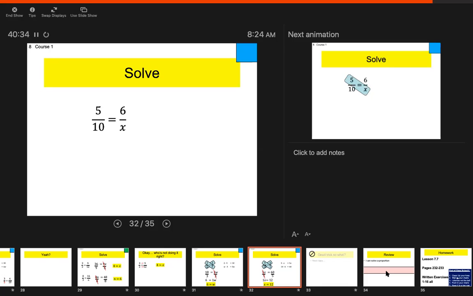Tell me how. So you see the denominator, it's 10. Numerator. No, he said denominator, right? The numerator is 5. So 10 divided by 2 is 5. Oh, okay.